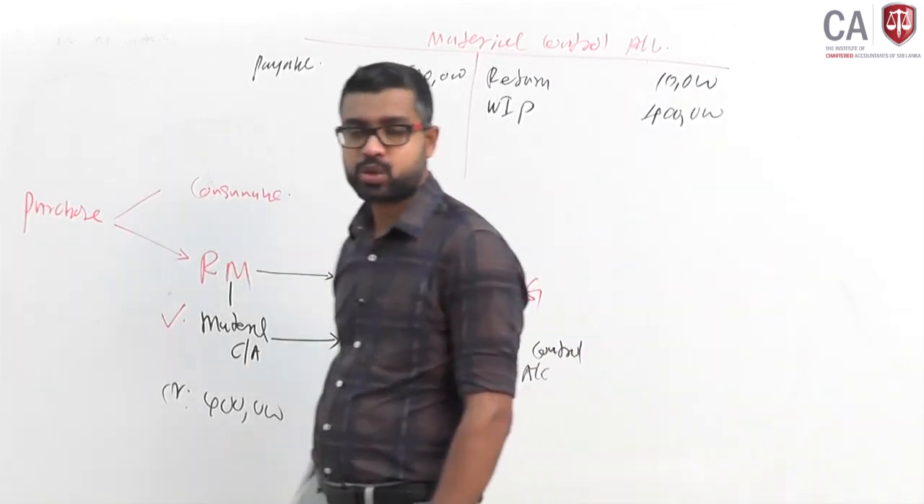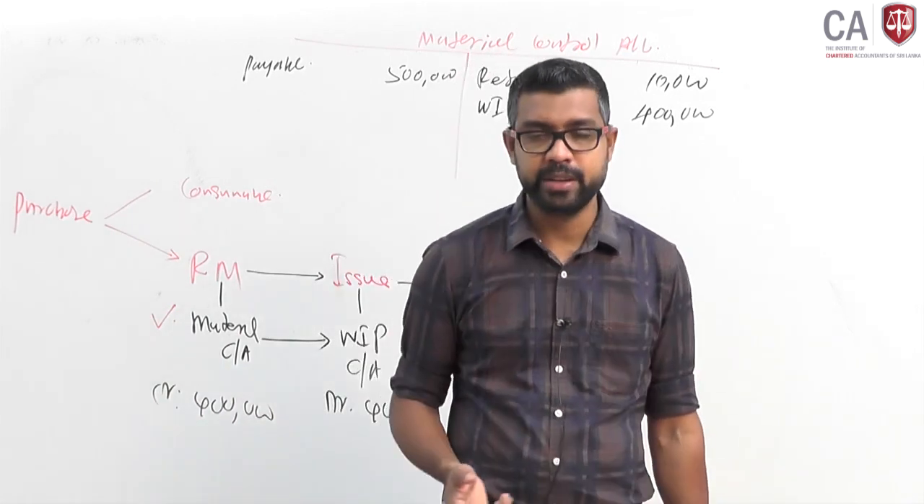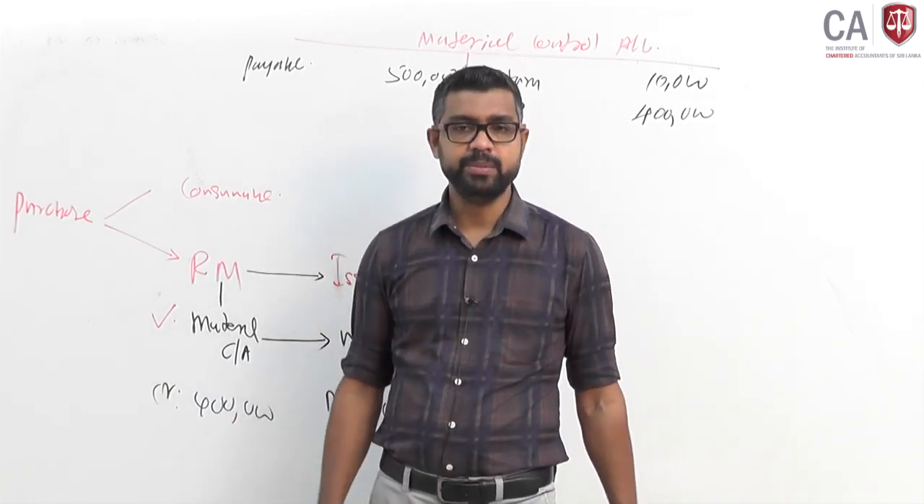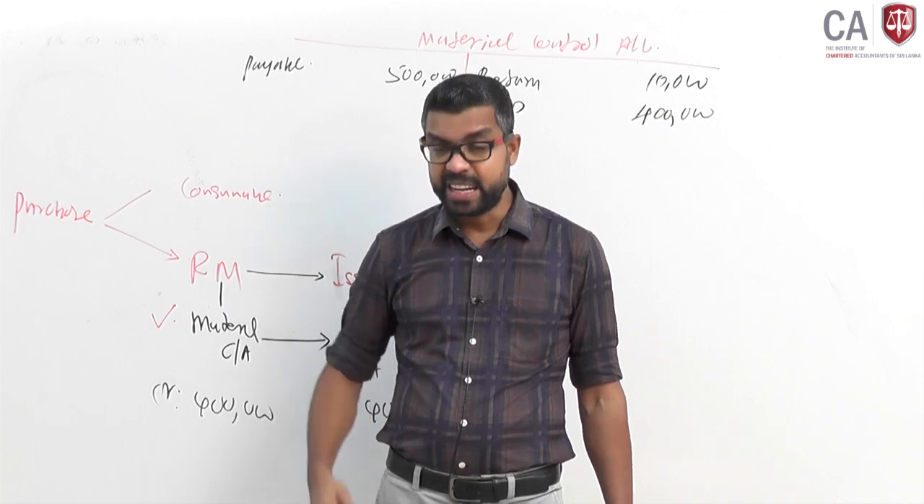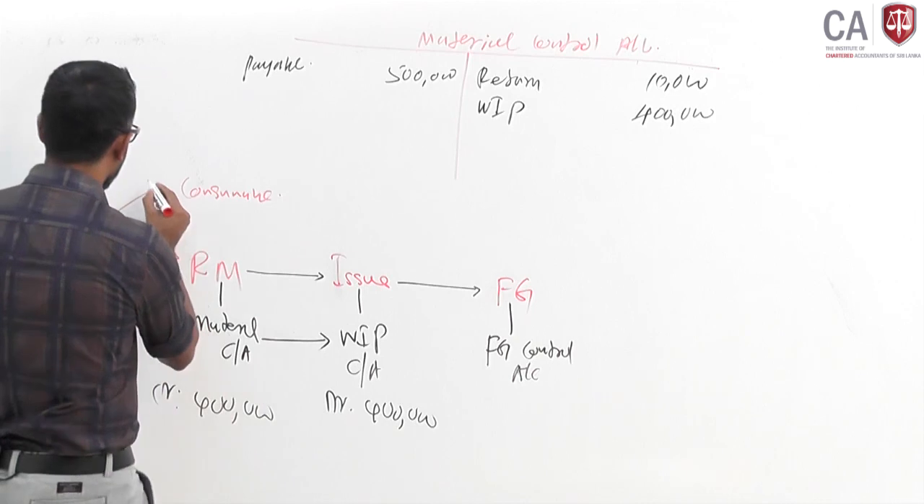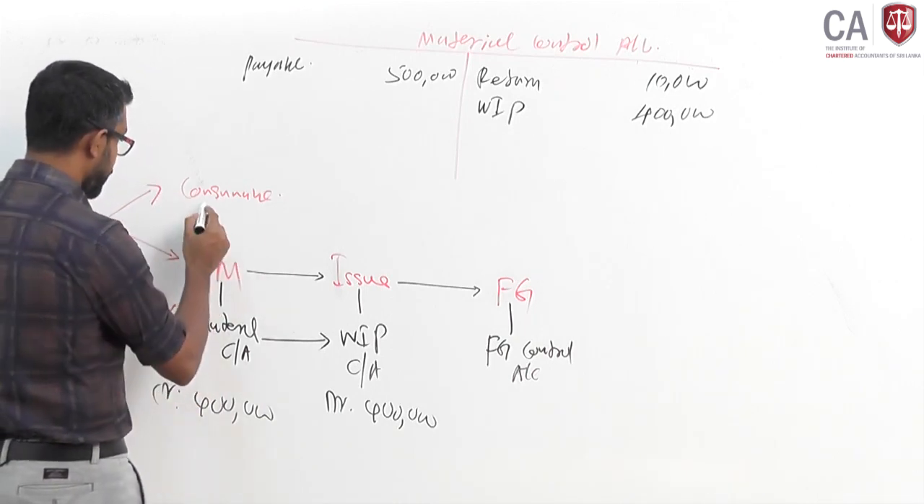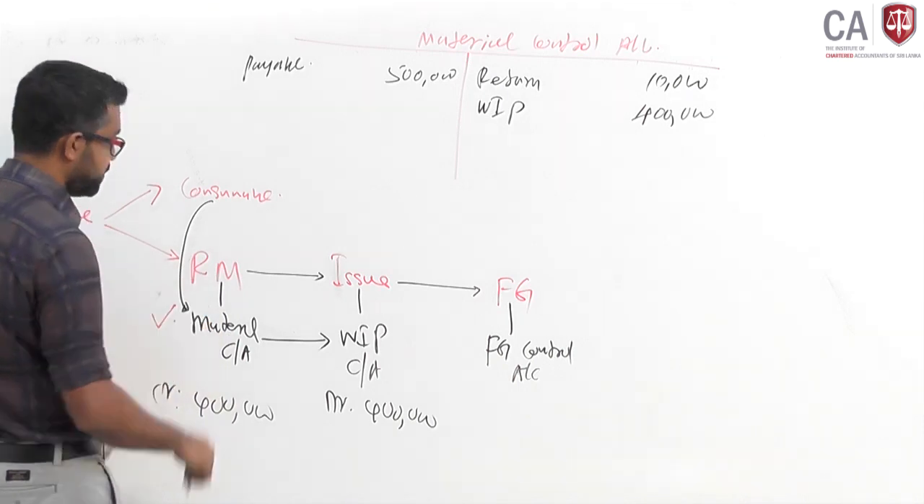But consumables, for you to manufacture this shirt, you require spare parts for machines, right? Hardware items, needles, those are what? Consumables. Consumables also you will record in the material control account. This is also in the material control account.